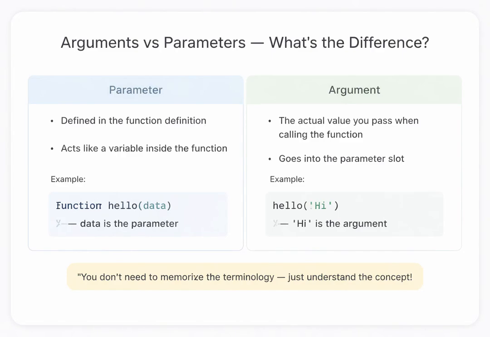That's the beauty of parameters. The instructor briefly mentions the difference between arguments and parameters, and also says you don't need to stress about memorizing the terminology. But let's clarify it anyway. A parameter is what you defined in the function. It's like a variable name that will hold whatever gets passed in. An argument is the actual value you pass when you call the function. So in hello data, data is the parameter, and in hello hi, the string hi is the argument. Same concept, just 2 different perspectives, one from the function definition, one from the function call.